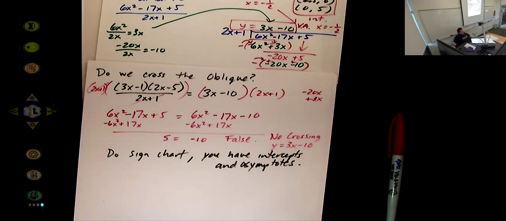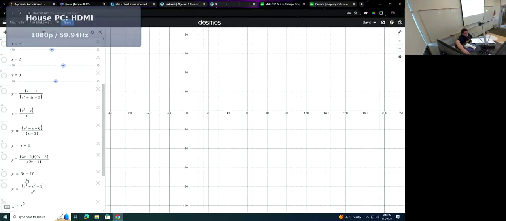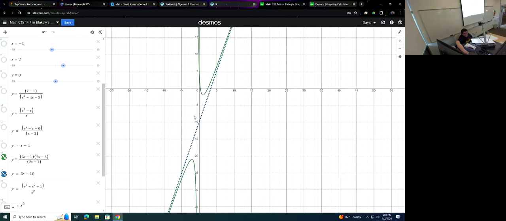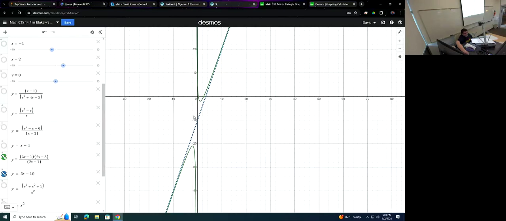I thought I'd show it to you on Desmos real quick. That is our equation. And we can see our asymptotes like that, and it never crosses it. Great. Was that fun?